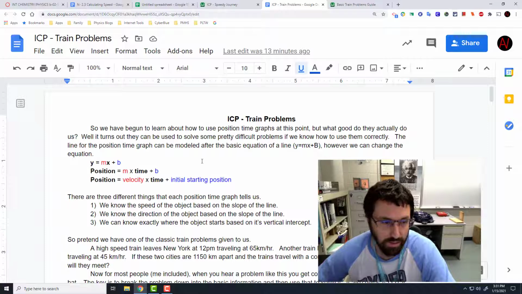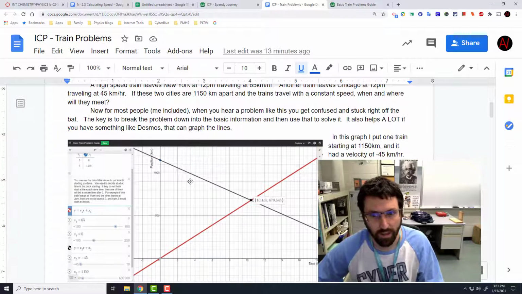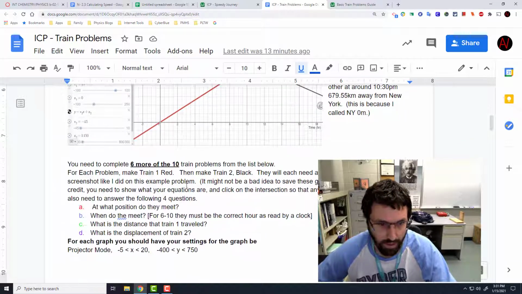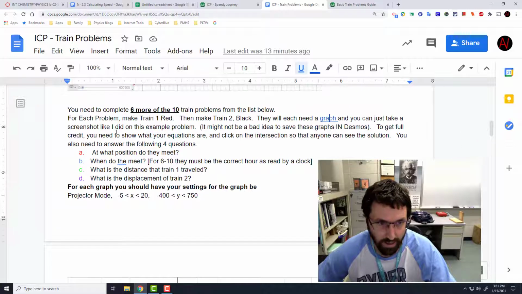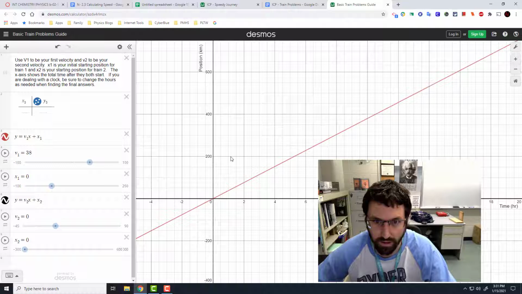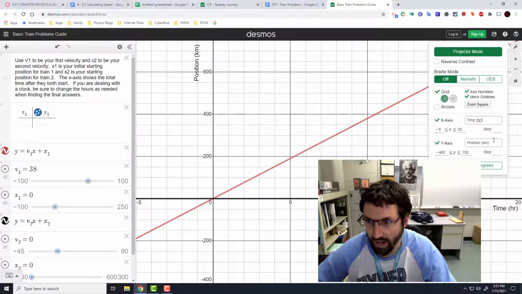So the newest assignment this week is we're working on train problems. Go ahead and read over the problem, and then we'll do the first one. I'll do an example. For each problem we're going to make the first one red, the second one black. We're going to click on this link to Desmos and pull up this graph. I'm going to turn on projector mode. We've got time and position.